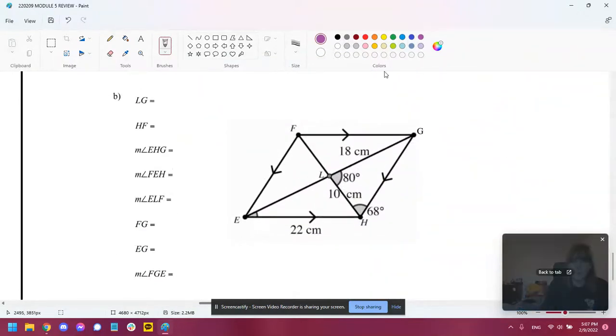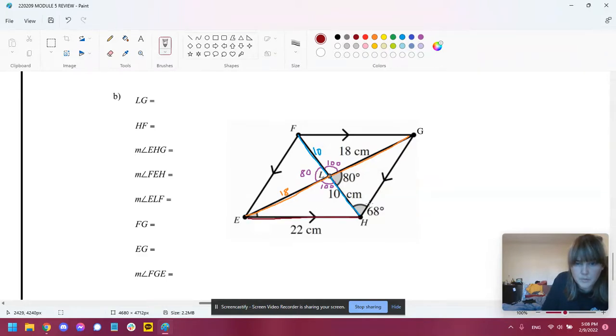All right, new diagram. Let's fill it out. We've got 80 is across from another 80. There's vertical angles. It's right next to a 100 because these right next to each other angles need to add up to 180. If this line is 10, then so is this one. If this line is 18, then so is this one. This line down here is 22, and so is this one up here.